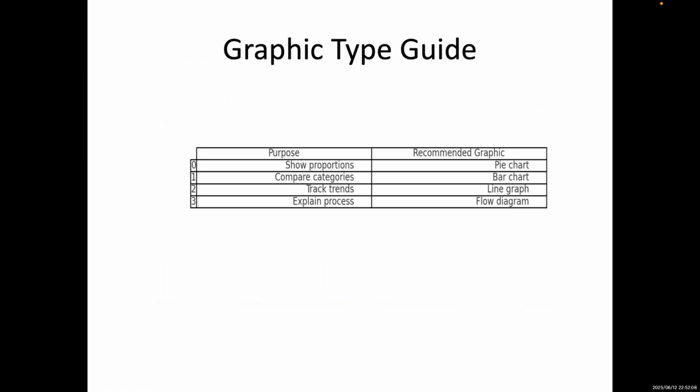Let's say you are explaining company budget allocation. A pie chart works, but if you are comparing quarterly profits, use a bar chart. The main idea is: let the purpose guide the visual. The wrong choice can confuse your audience, even if the data is accurate. Chapter 8 reminds us that the graphic must support the message, not distract from it.